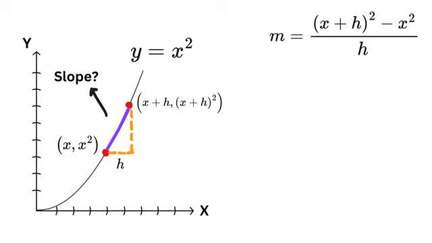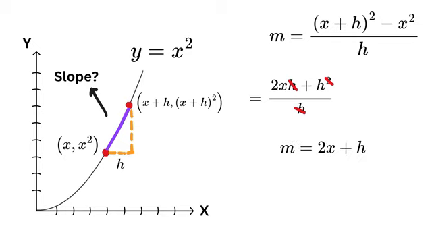Now, expand the numerator to get this as x square plus 2x times h plus h square and minus this x square. Oh, look, now x square will get cancelled out, and we are left with 2x times h plus h square over h. Divide it properly to remove h from the denominator, and we are left with 2x plus h. Here comes the magic.